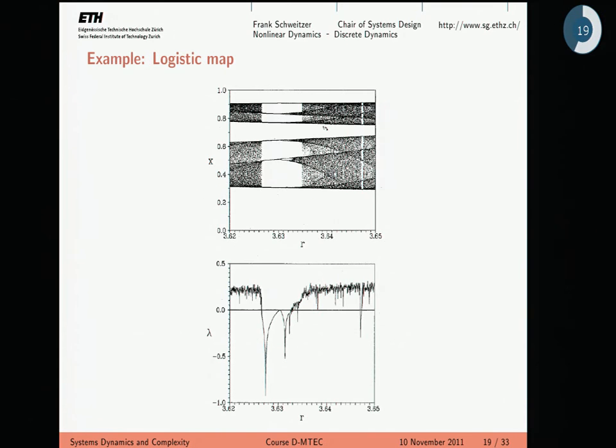And this is the same picture as we saw before. The logistic map is chaotic here. You see the Lyapunov exponent is positive. Windows in the chaos, the Lyapunov exponent gets very negative. Again, chaos, the Lyapunov exponent is positive. Another window, negative.